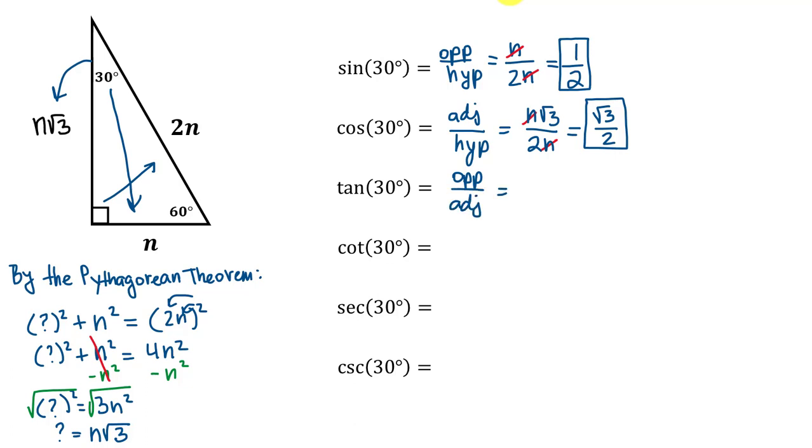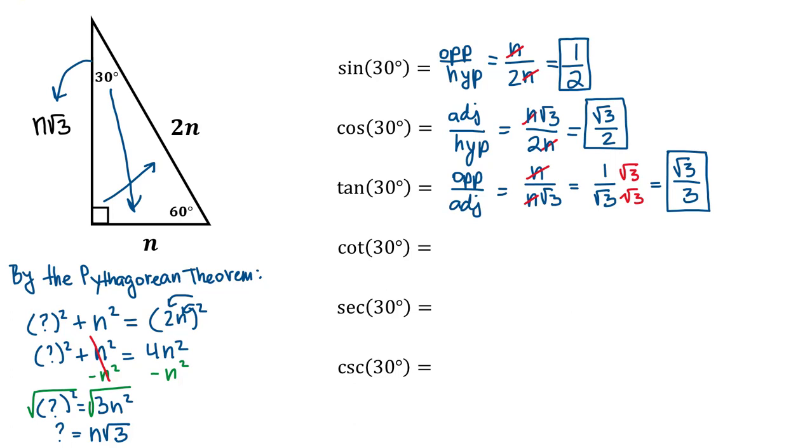The opposite side is n. The adjacent side is n square root of 3. As before, I'm going to divide out n, and I'm getting fraction 1 over square root of 3. Since there's a square root in the denominator, I'll need to rationalize this fraction. I will multiply the denominator by square root of 3 and the numerator by square root of 3. So that means in the numerator it's going to be square root of 3, and in the denominator it's going to be just 3. So tangent of 30-degree angle is square root of 3 over 3.